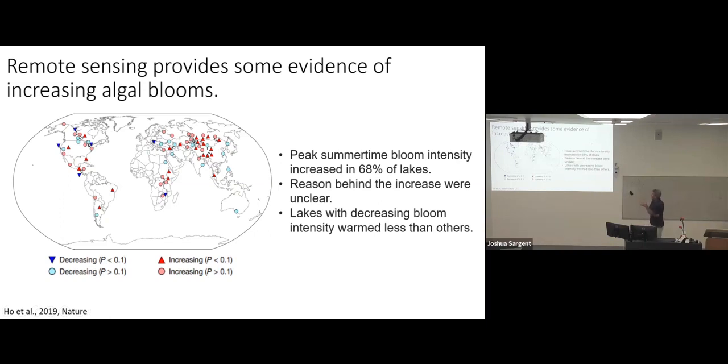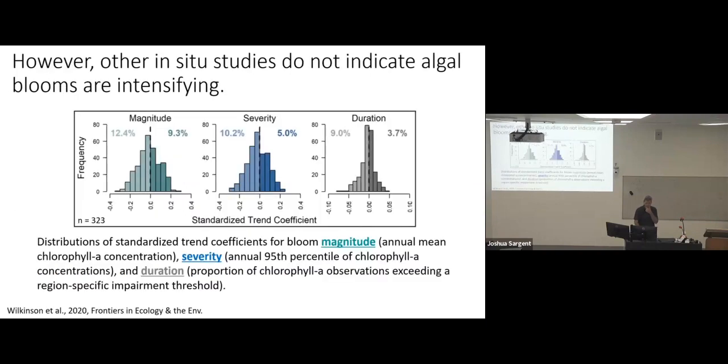They showed in this paper that peak summertime bloom intensity had increased in about two-thirds of lakes, showing that there's evidence of widespread increases in at least surface blooms, potentially cyanobacterial blooms, in lakes around the world.